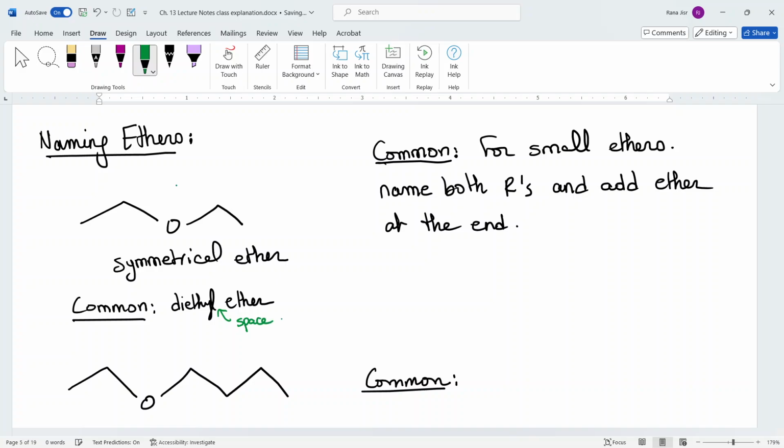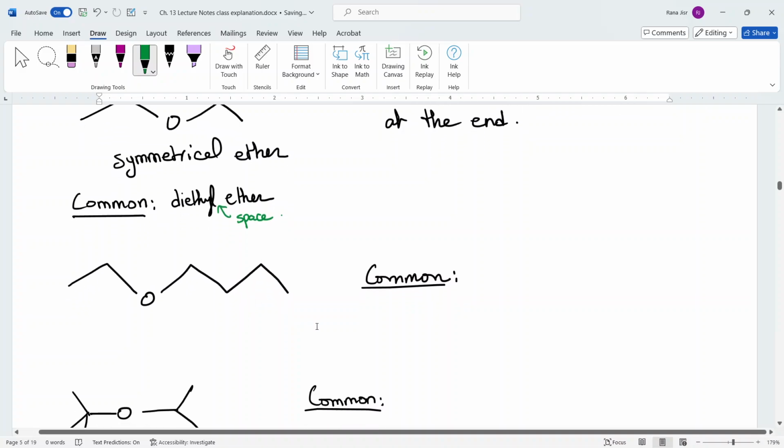Okay, so the rule says that whenever you are naming an ether as common, you just name the R groups in there and you put the word ether at the end. You keep a space between the R group and the ether. Now, all of these are smaller ethers, and those are easily named as common names.